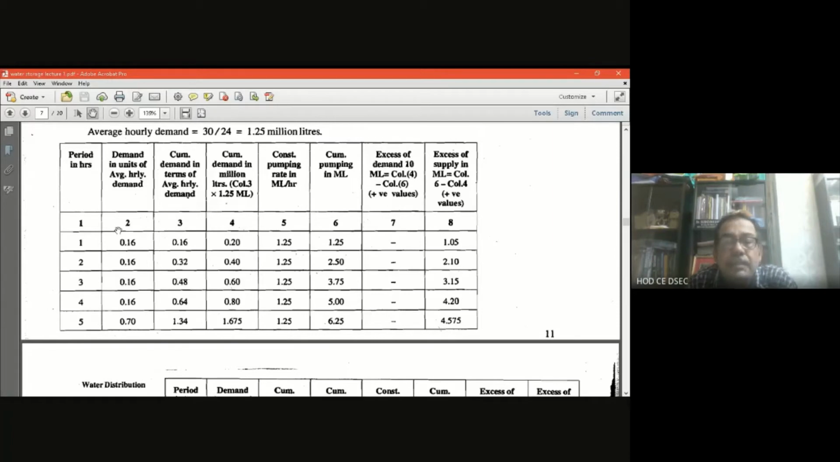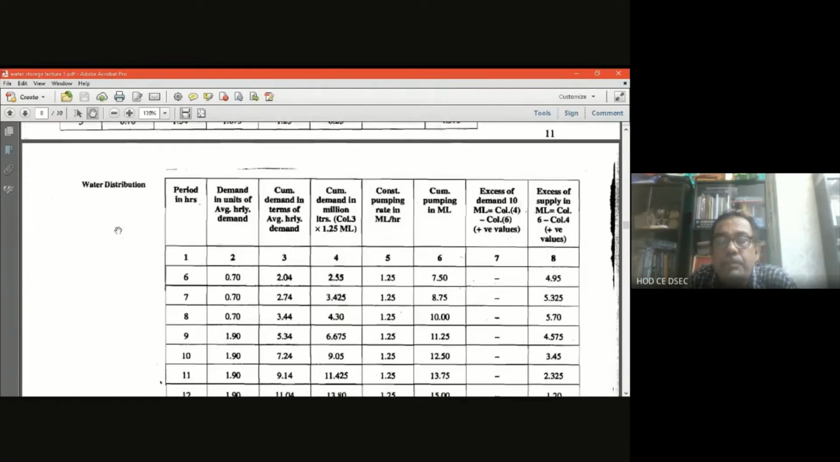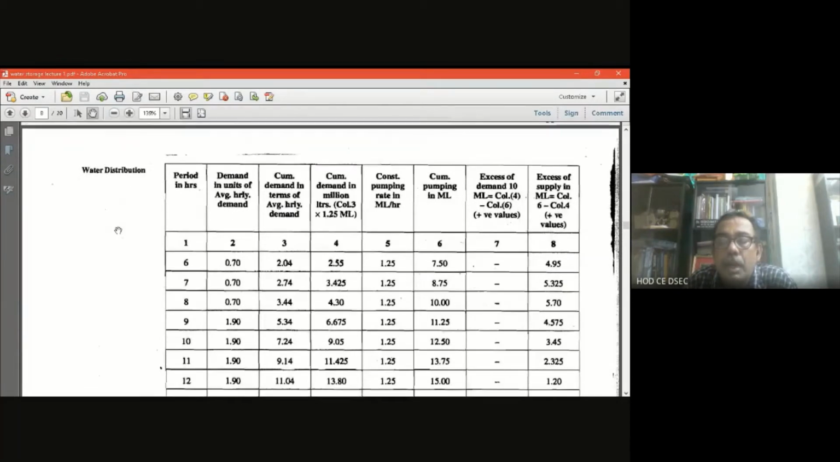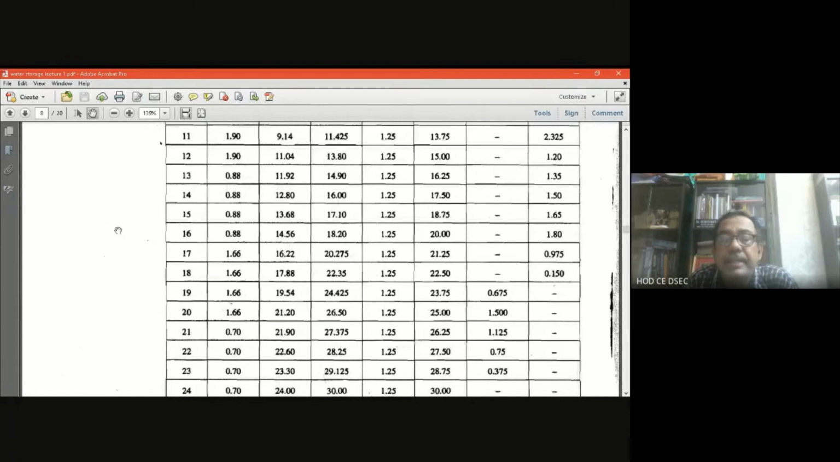Likewise, this will continue to go up to the 18th hour. In the 18th hour, this process will be continued, and it will be seen that the cumulative supply is 22.5 and the cumulative demand is 22.35.